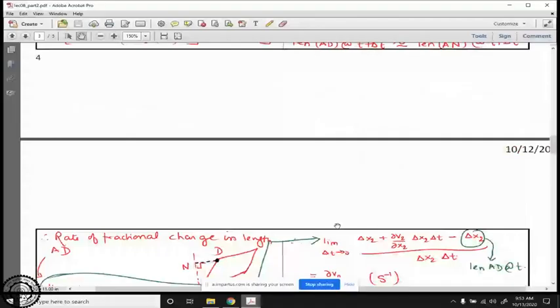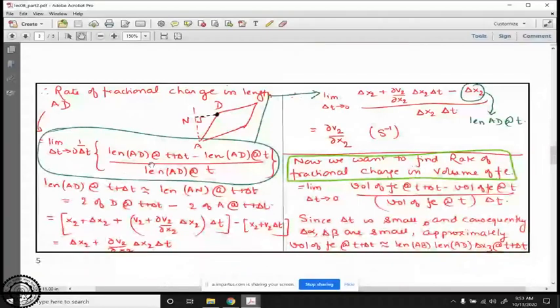And then rate of fractional change in length of AD can be written as length of AD at time t plus delta t minus length of AD at t, divided by length of AD at t. Length of AD at time t is nothing but delta x2, and length of AD at time t plus delta t I will approximate as length of AN at t plus delta t, and that can be written as 2 coordinate of D minus 2 coordinate of A at t plus delta t. You put all the expressions in here, and finally you get an expression which is del v2 del x2. This is the rate of fractional change in length AD.